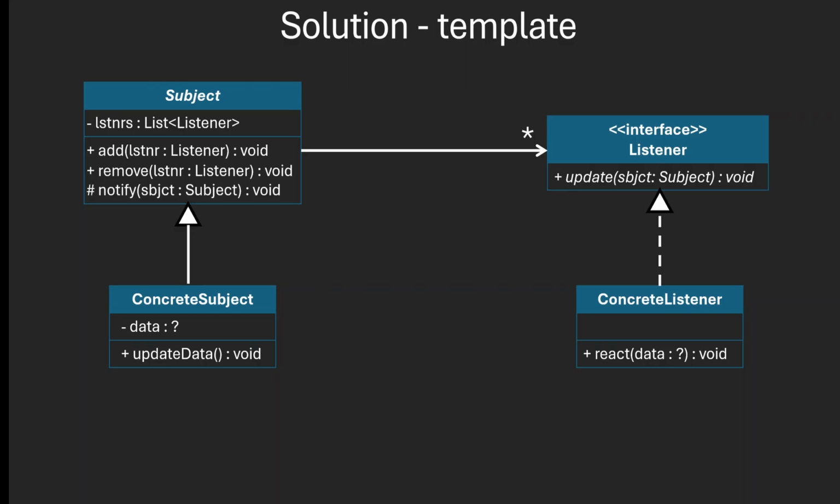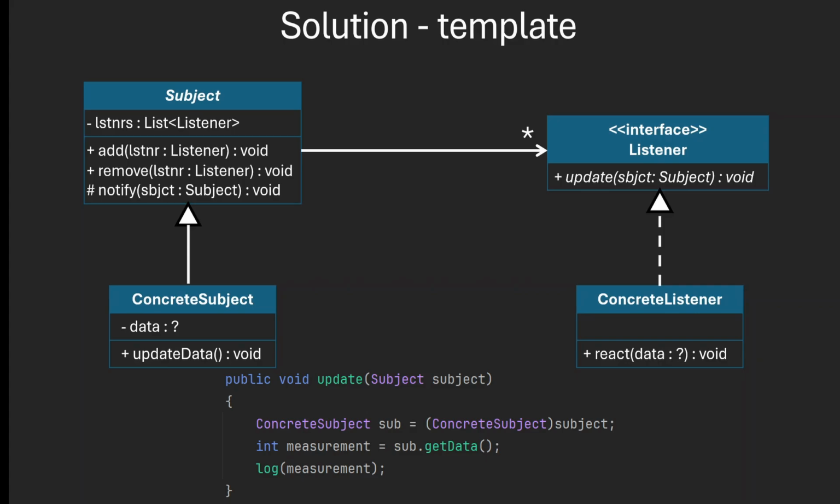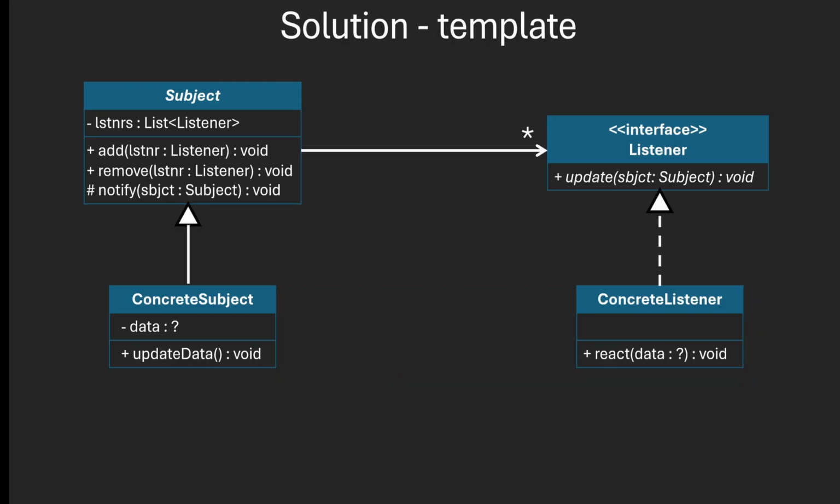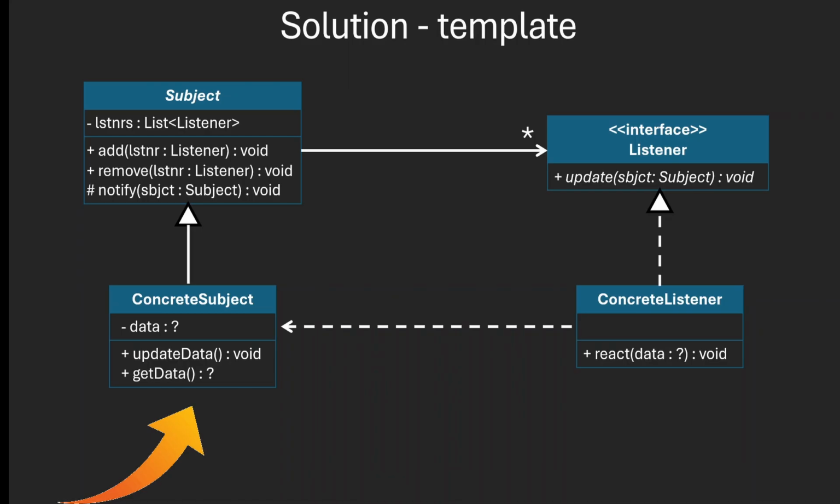We are missing one last thing though. Whenever the concrete listener is updated, it receives an object of type subject, but it's really the concrete subject. The concrete listener will then cast the subject argument to its actual type, the concrete subject, and on this object call some get method to retrieve the latest data. So we need a get method on the concrete subject, which the concrete listener can call. We have now achieved more decoupling. The concrete subject does not know about any concrete listeners, and that creates flexibility.